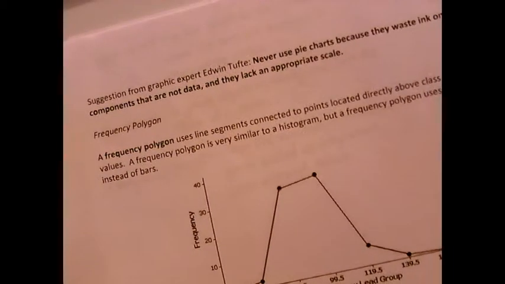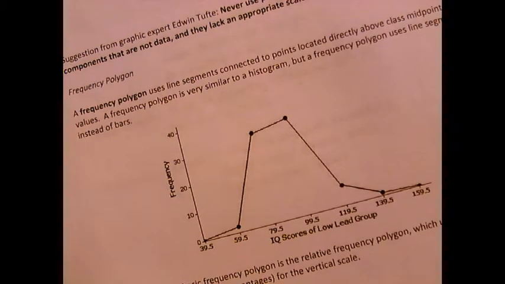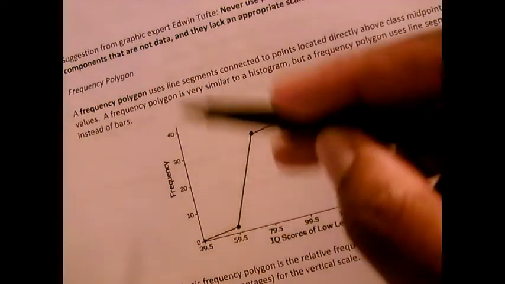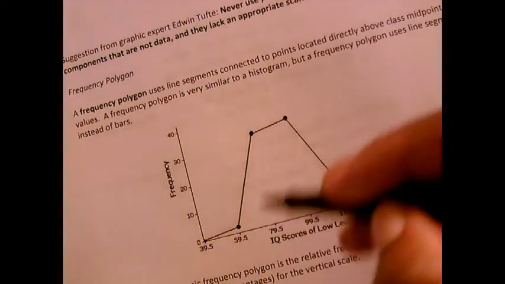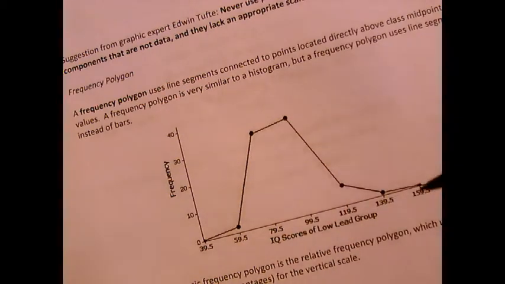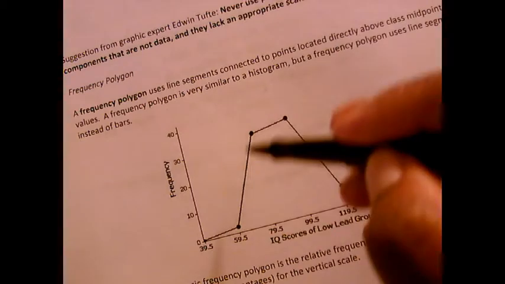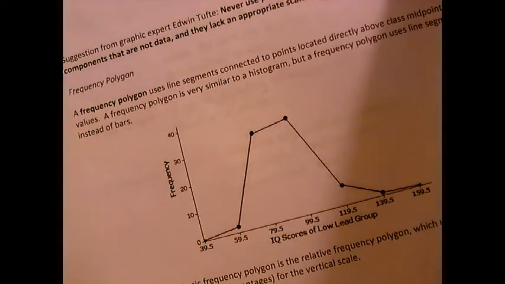And here is an example of a frequency polygon. This one deals with the IQ scores of a low-lead group. Here, the horizontal axis represents your class midpoints. The vertical axis represents your frequency. Now here you can see that the data values are in dots. We first plot the points on the graph, and then the frequency polygon is always going to be a closed figure, so you're just going to connect the dots to form that polygon.